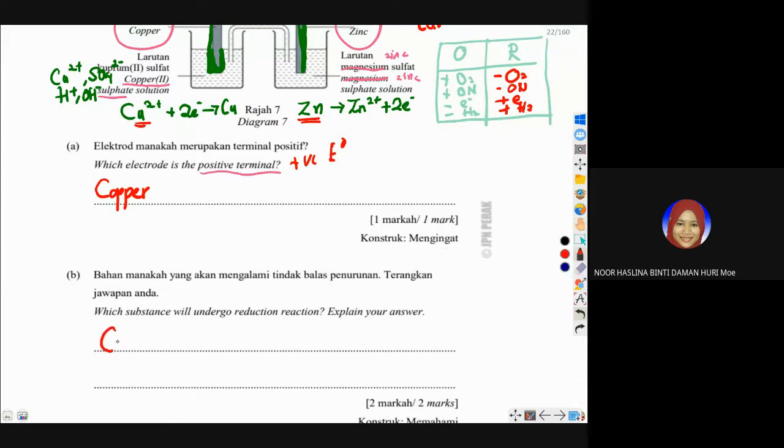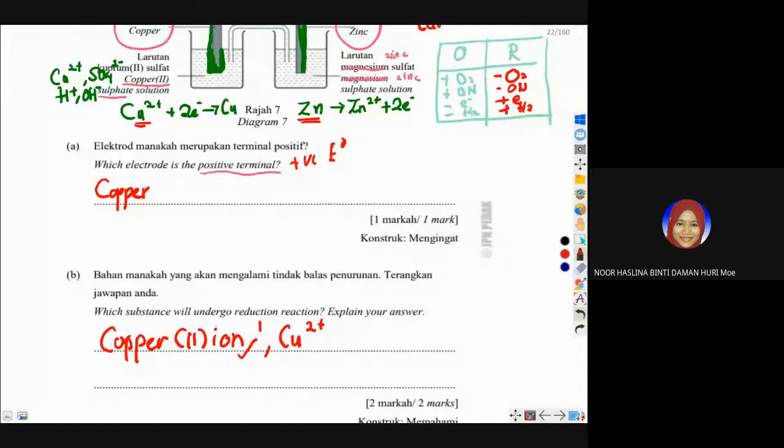Wajib letak number 2 here. Copper to ion. Okay, you can get 1 mark. If you put copper ion, you don't put these two, you get wrong mark. So copper to ion, you can get 1 mark. And then ataupun you can put copper to ion, comma, Cu to positive. Or you just put Cu to positive. Yes, you can get 1 mark.